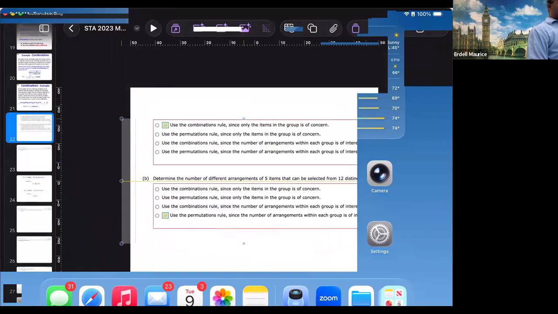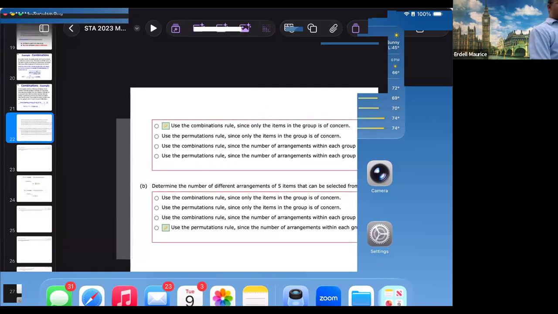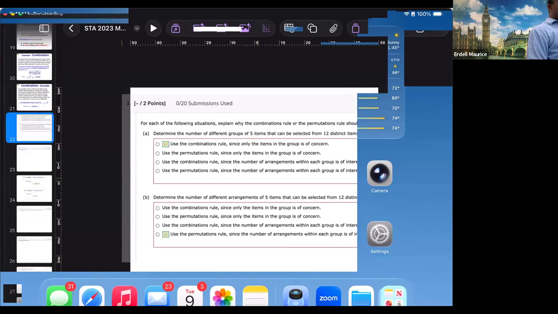I want to grab the object itself. Oh, wrong kind of edit. Where's the undo button? There we go. All right.